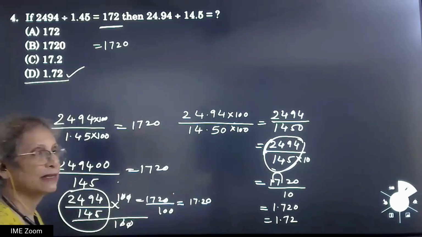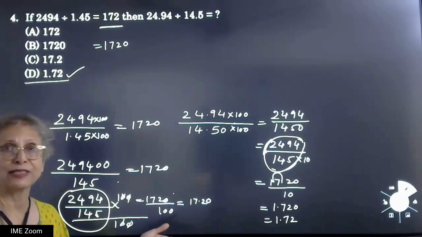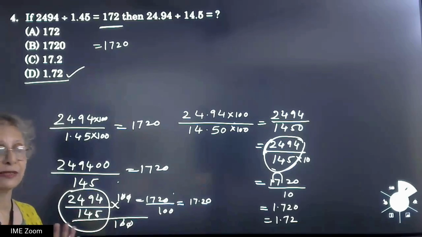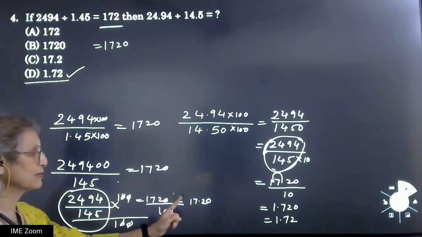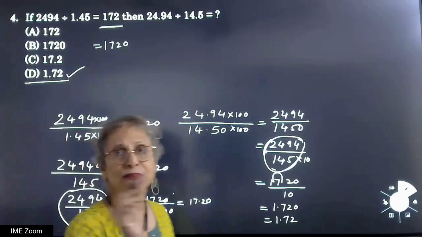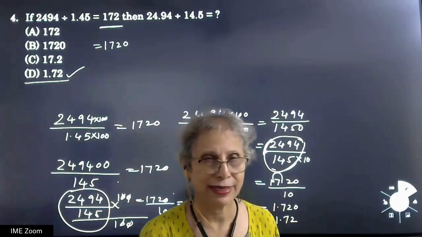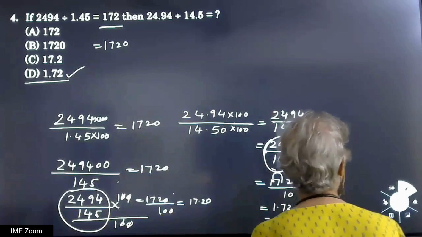This is the answer. Remember well, while doing division of this type of decimal fractions, always do it carefully. See the number of digits after the decimal point. The answer is there. Only you have to place the decimal point correctly. That's all, right? Okay, so let us do the next one now.